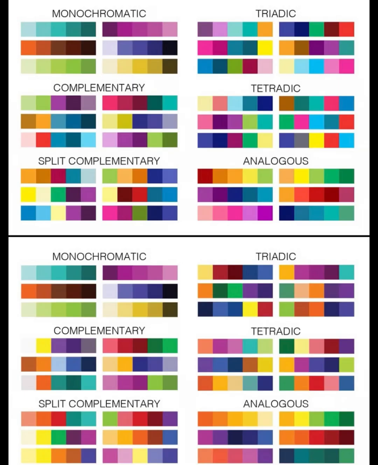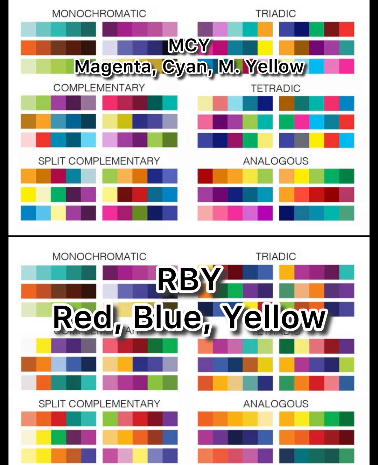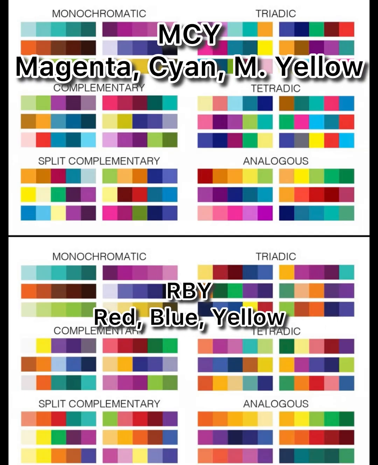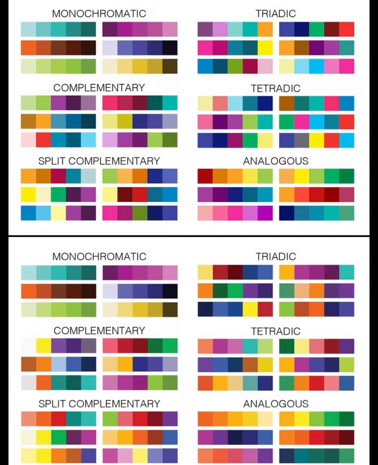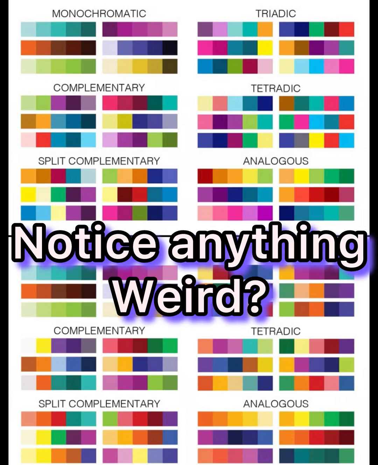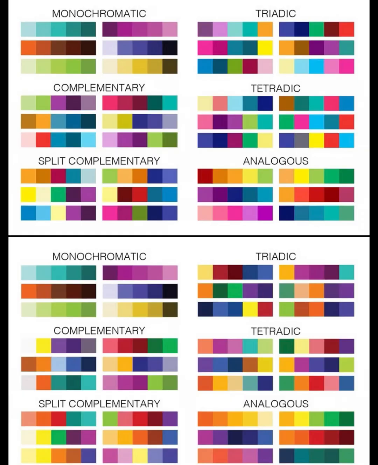Don't cheat. All right, so the top is MCY, magenta, cyan, yellow. The bottom is red, blue, yellow. And if you look around split complementary and analogous, it becomes way more apparent than it does in the monochromatic scales. Some of the complementary and tertiaries match, but you can see it in there too.